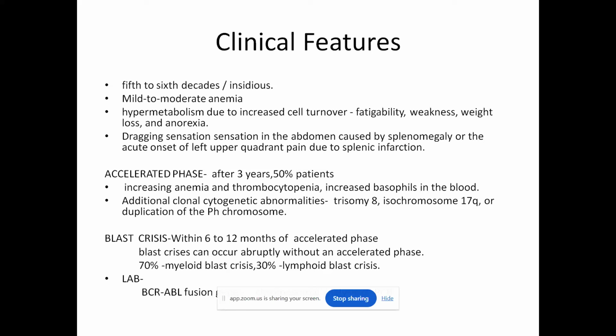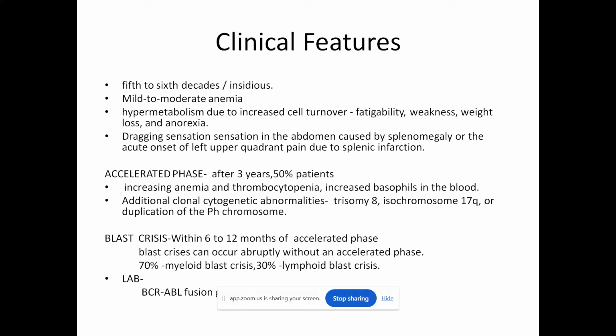So they progress from the stable phase to the accelerated phase. After 6 to 12 months of the accelerated phase, these patients can go into blast crisis. Here the picture will look like an acute leukemia. The blast crisis sometimes can come without an accelerated phase also. In the blast crisis, 70% of the patients will have myeloid blasts and 30% can have lymphoid blasts.